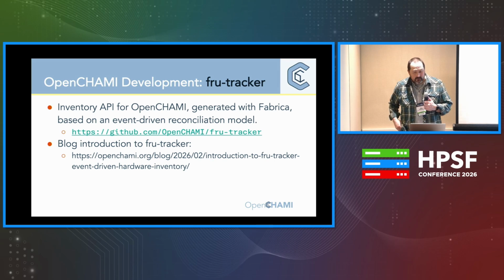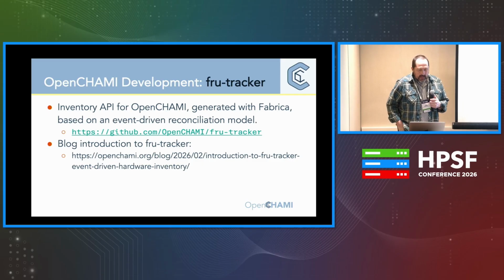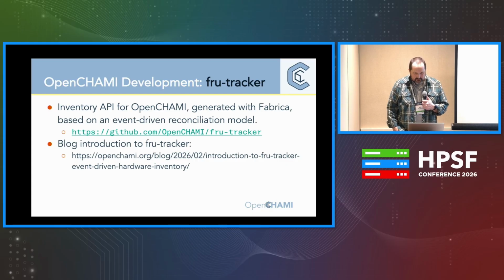The Fru Tracker, which Ben presented yesterday, and there will be some more discussion about that tomorrow, I believe, provides the inventory API for OpenCHAMI, again generated with Fabrica. There's also a nice blog introduction that Ben did. We'll figure out some way to share these slides with the links, but you can find everything on the openchami.org website if you poke around a little bit.